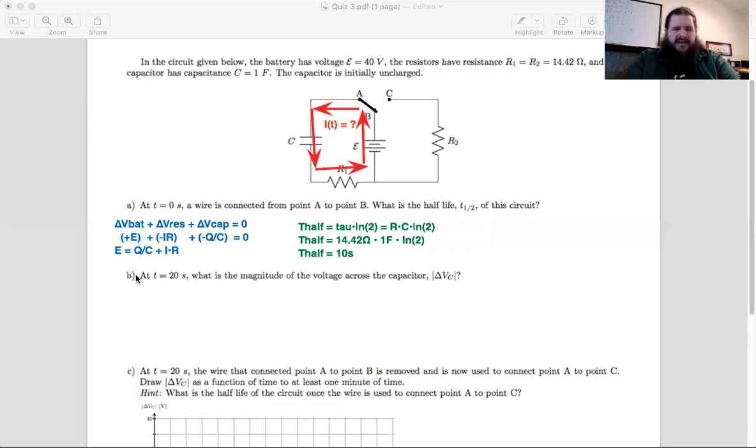All right, and then at part B, we're looking at what's happening 20 seconds later. At 20 seconds, what's the magnitude of the voltage on the capacitor? For this, since it's an exponential decay situation, we want to take a look at what value does it start at and what value is it approaching? Because those are really the most important things for any exponential decay situation, the starting value and the asymptote it's approaching. So what's going on at time 0?